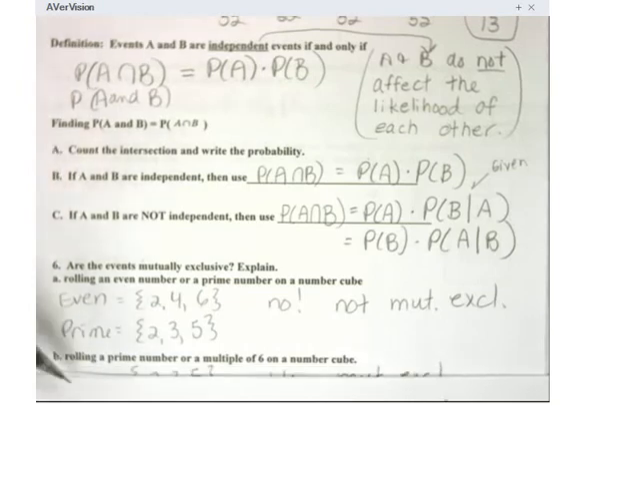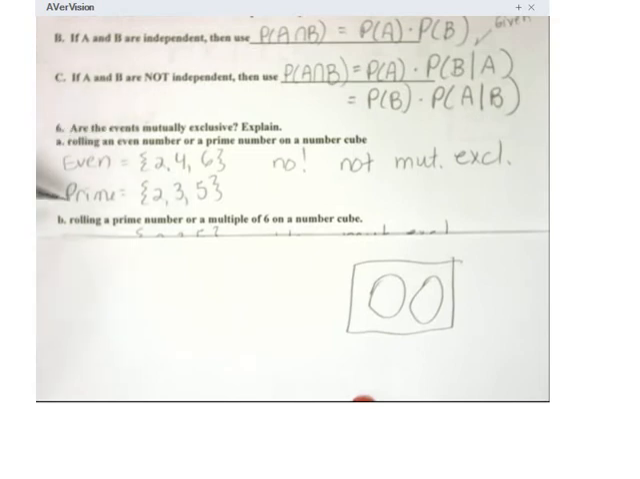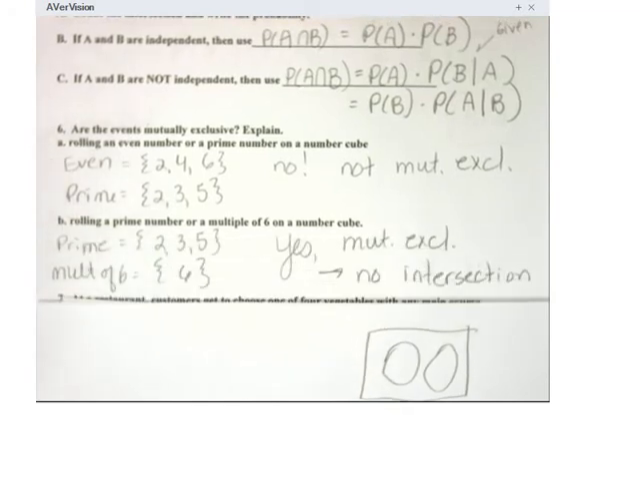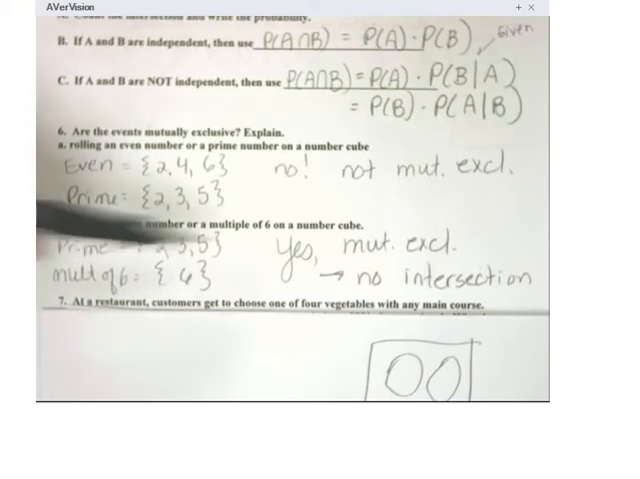On the other hand, if I say rolling a prime number or a multiple of 6 on a number cube, we know what the prime numbers are. And multiples of 6, not factors, but multiples of 6, the only multiple of 6 on a die is 6. So these two sets do not overlap. They are mutually exclusive because they have no intersection.